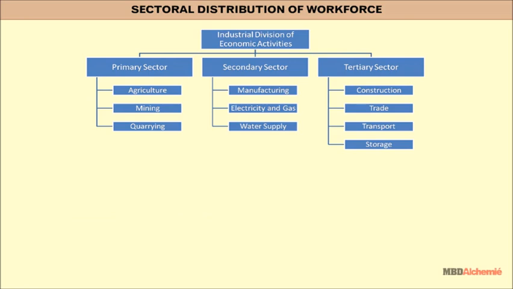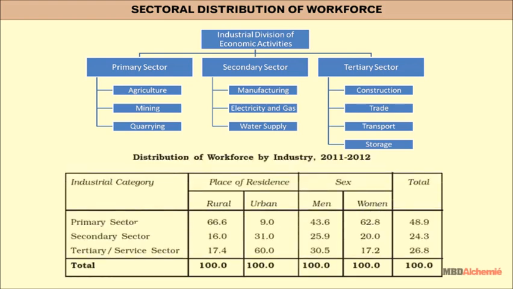Sectoral distribution of workforce. Agriculture, mining, and quarrying contribute to the primary sector. Manufacturing, electricity, gas and water contribute to the secondary sector. And construction, trade, transport, and other services contribute to the tertiary sector. The table shows the distribution of workforce by industry.